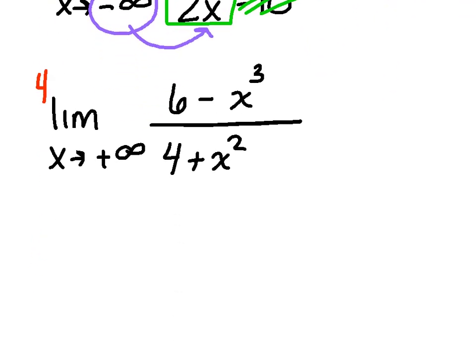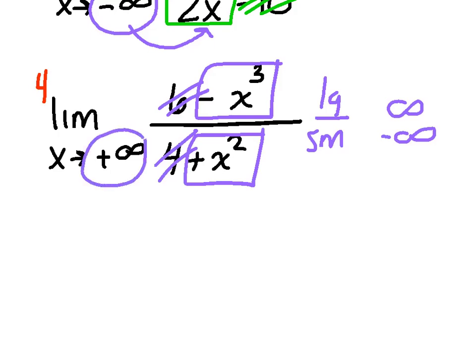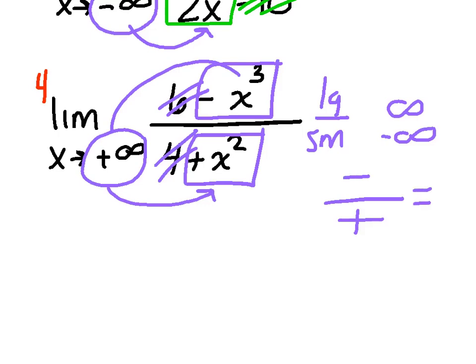Number 4, compare your largest terms. So my largest is negative x cubed over 2x squared. I've got large over small again. All right, so again, that's either positive or negative infinity. I just have to determine which one it is. So if I plug negative infinity on the bottom, negative infinity squared is a positive. And then if I plug it in on top, negative infinity cubed is negative, but there's a negative out front. Therefore, this answer is going to be positive infinity.